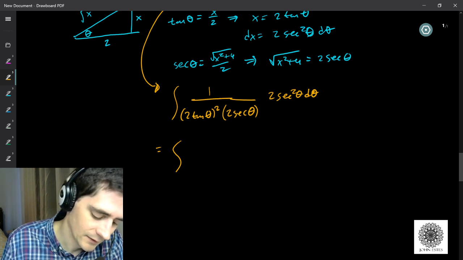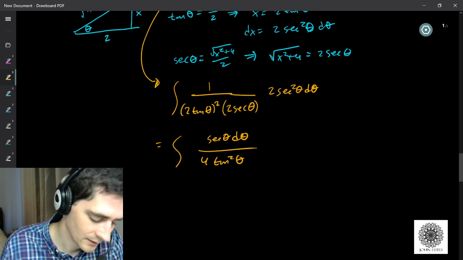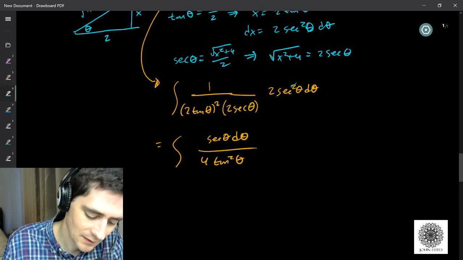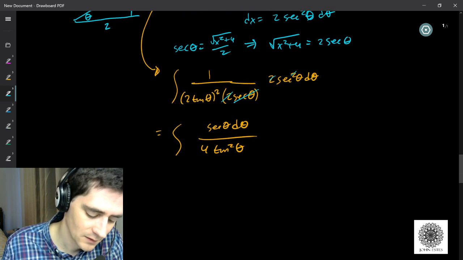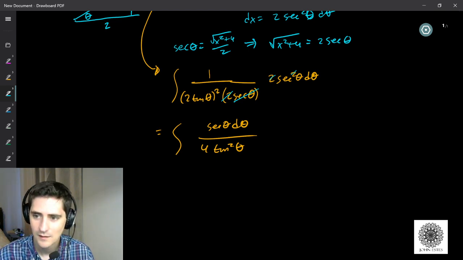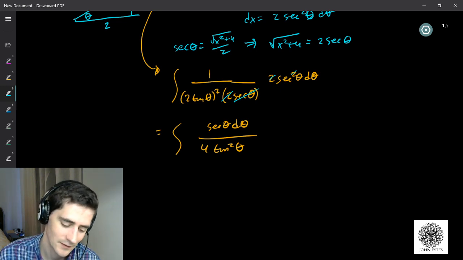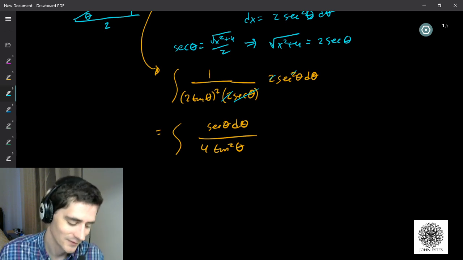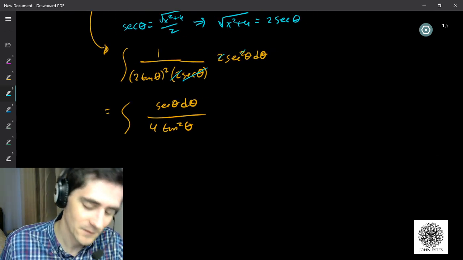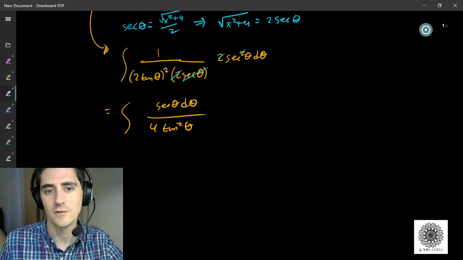Well, actually, sorry. I end up with a secant theta d theta in the numerator, and the denominator ends up with 4 tangent squared theta, right? So what's going on here? One of my secants cancel out, and then a 2 cancels out as well. So I'm left with secant theta d theta over 4 tangent squared theta. How does this reduce? Well, let's do some trig identity manipulation. Hopefully we can get this down. At first you might think that looks like a U-substitution, right? You let U be tangent, but then du is secant squared, not just secant. So a U-substitution is not going to work here.